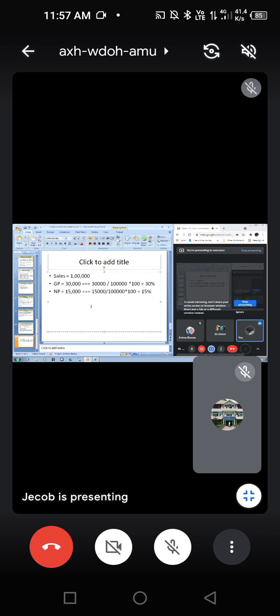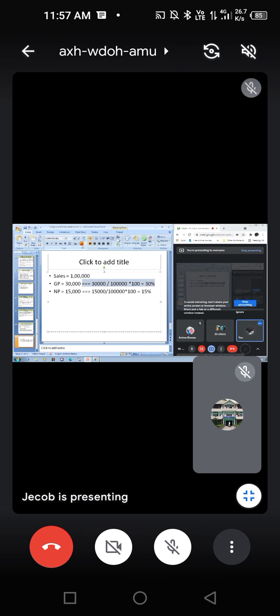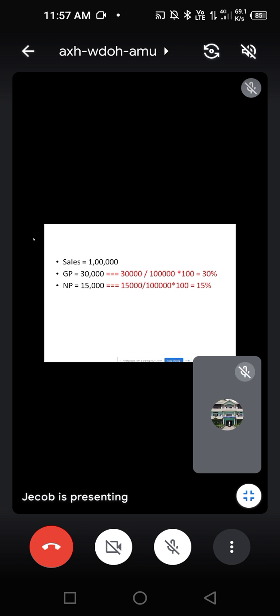Now, this particular information is missing in financial statements. The items which are in red color are missing in the financial statements. These items are not shown in financial statements. Financial statements only show us sales, gross profit, net profit. That's it.